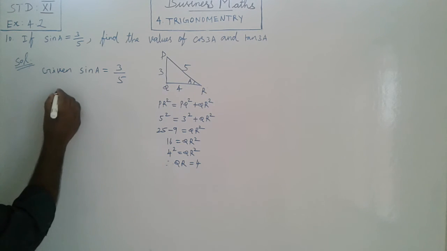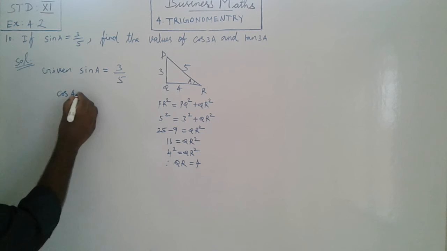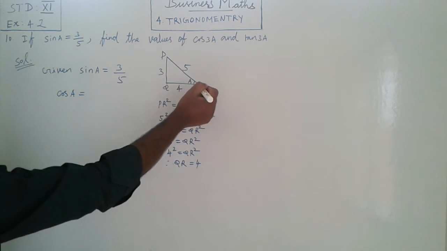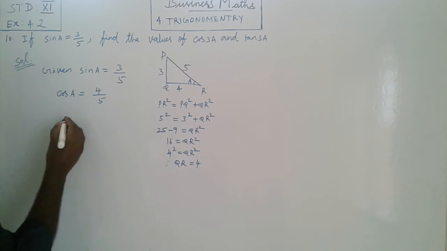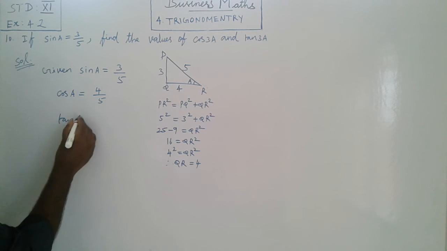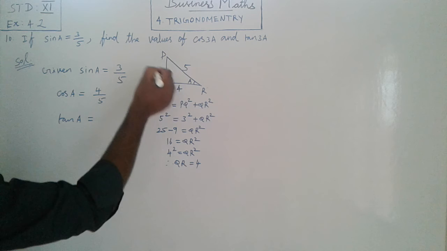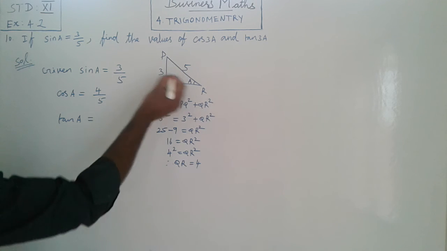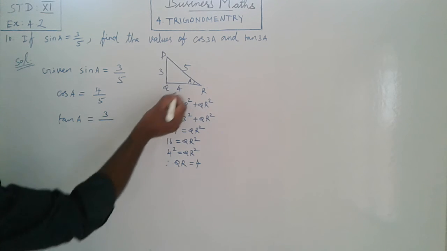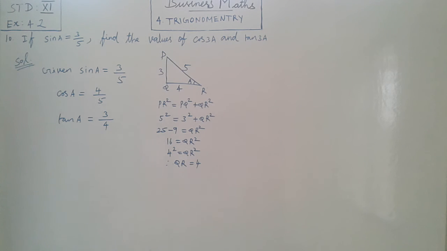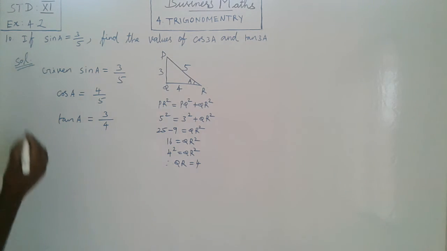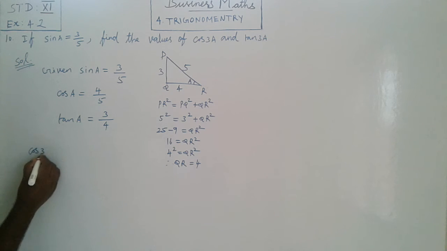Now we should find the cos A. Cos A equal to adjacent divided by hypotenuse. So 4 divided by 5. Next tan A. Tan A equal to opposite divided by adjacent. So opposite is 3, adjacent is 4. So 3 by 4. This is cos A and tan A. We should find first cos 3A.